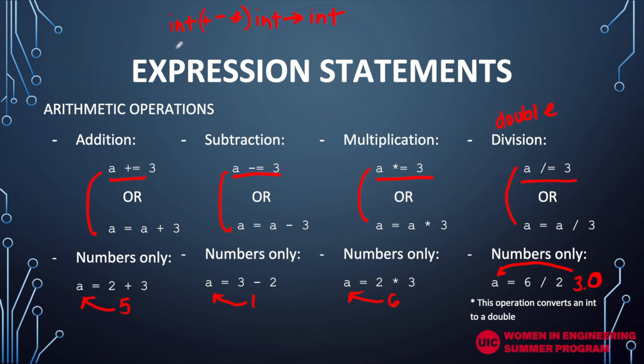But if there's a case where you have at least one double within the parameters of what you're defining, so let's say a double plus a double, that will result in a double. If you have a double plus an int, you would also get a double. And this goes for subtraction and multiplication as well, along with this case. So if you have at least one double in here, then that will result in a double. Otherwise, it will just remain as an int.